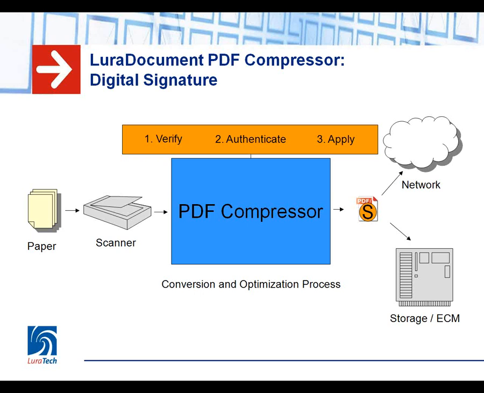Now, we've looked at a lot of data extraction over the last few minutes. What happens if we are scanning paper and then want to destroy this paper at some point, and we really need to validate that the documents being compressed and optimized by the PDF compressor are indeed a fair representation of the original paper documents? Well, we have the digital signature module as a component that can be added to the PDF compression server.